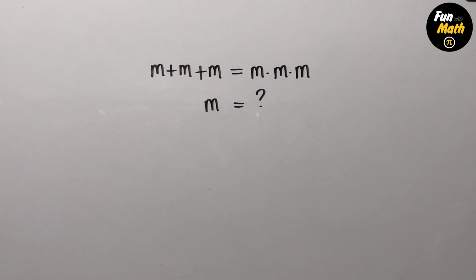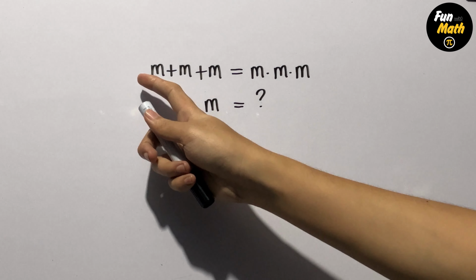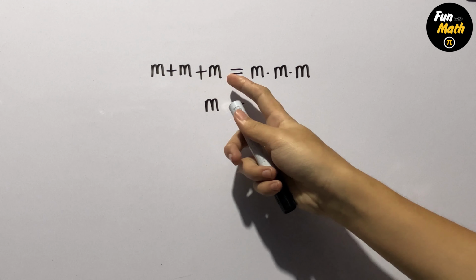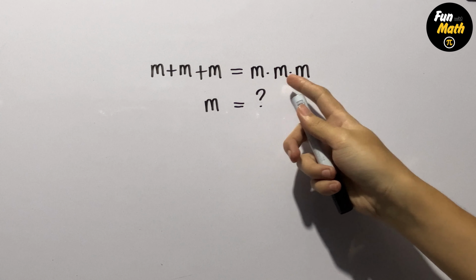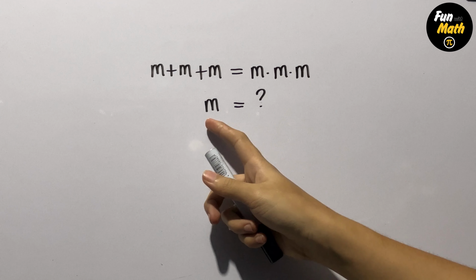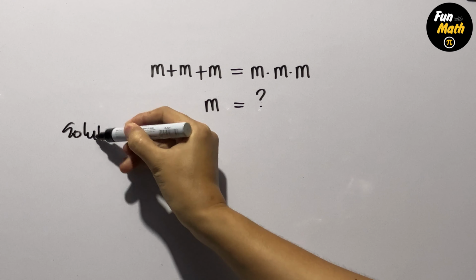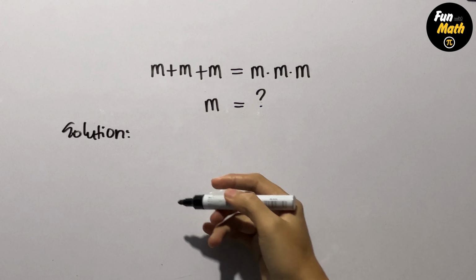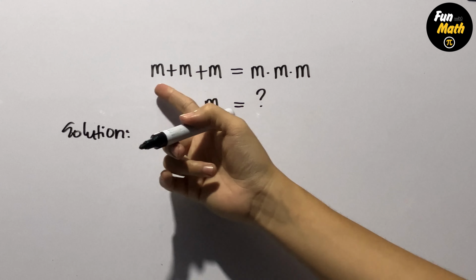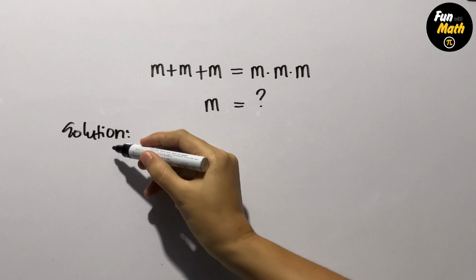For today, we are going to solve this problem. M plus M plus M is equal to M times M times M. What is the value of M? Now here's the solution. First, let's bring down the given equation.